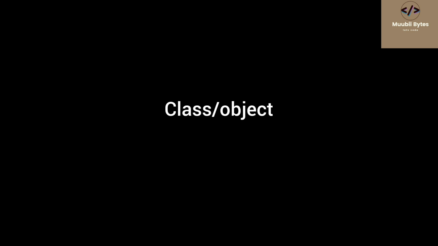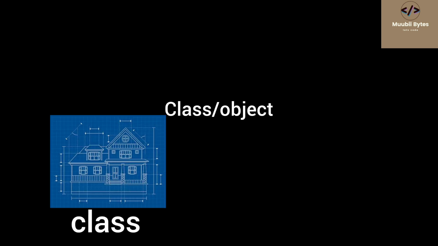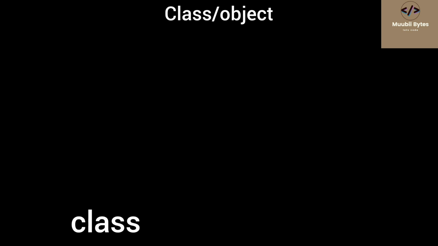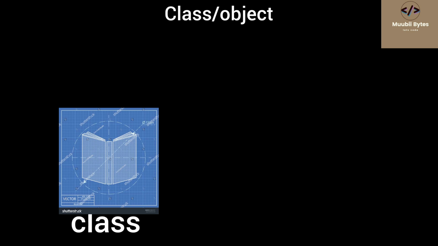So let's start with classes and objects. A class is a blueprint. It defines the structure and behavior of an object. For example, I mentioned a book. Before we create a book, we have to have the architecture of how the book will look. That's what we call a class in object-oriented programming. A class is just the architecture of how your object should behave and what data it needs to behave that way. So like I said, a class is a blueprint of an object.